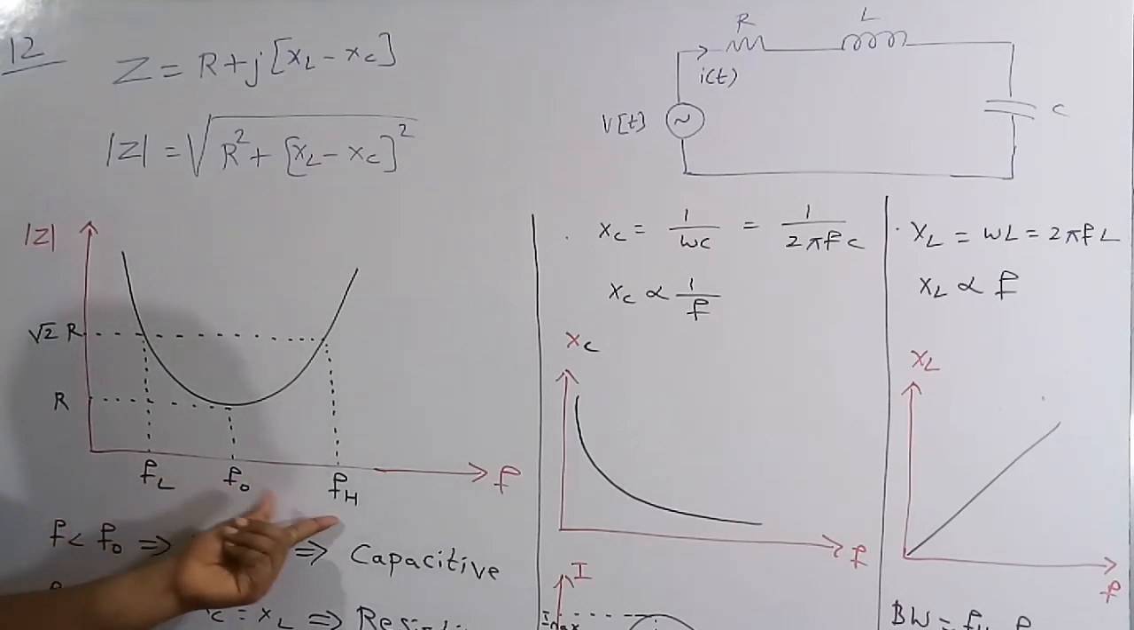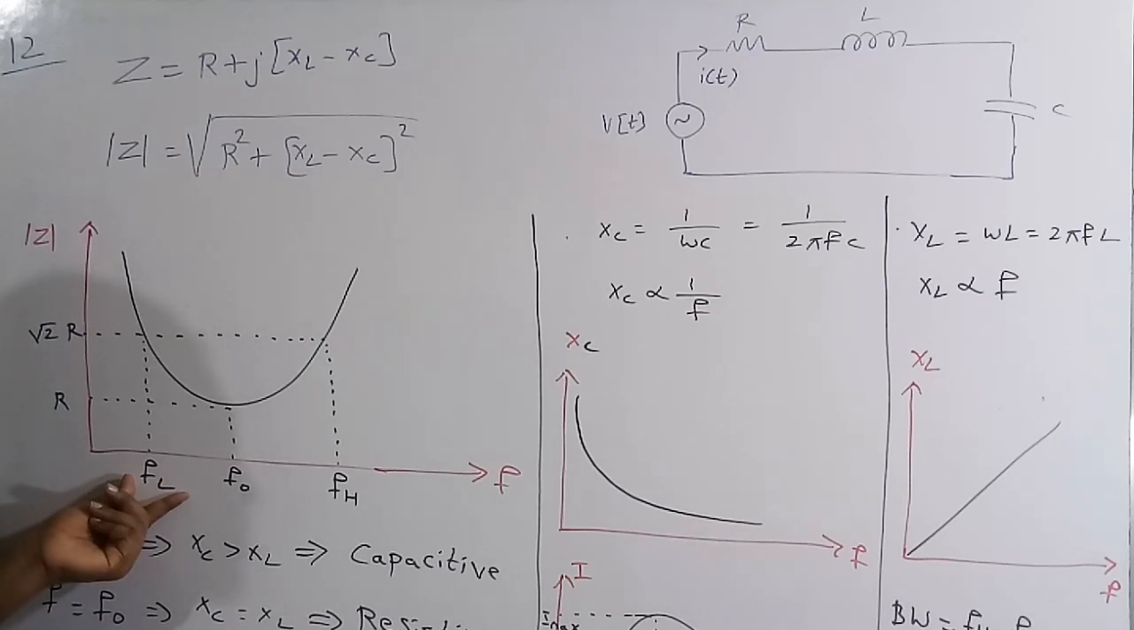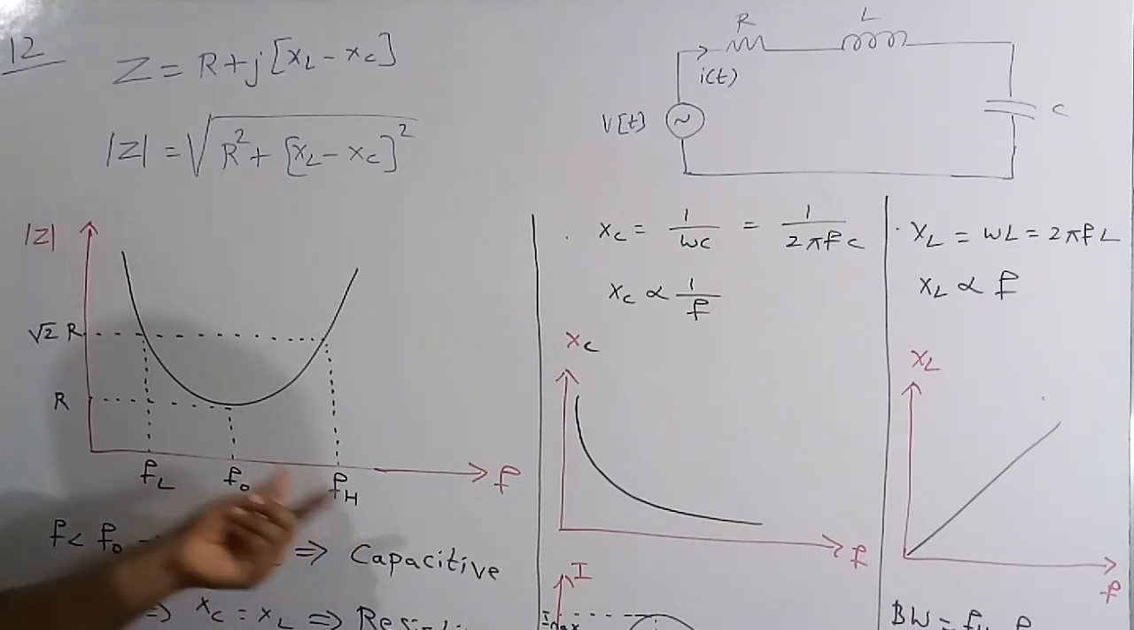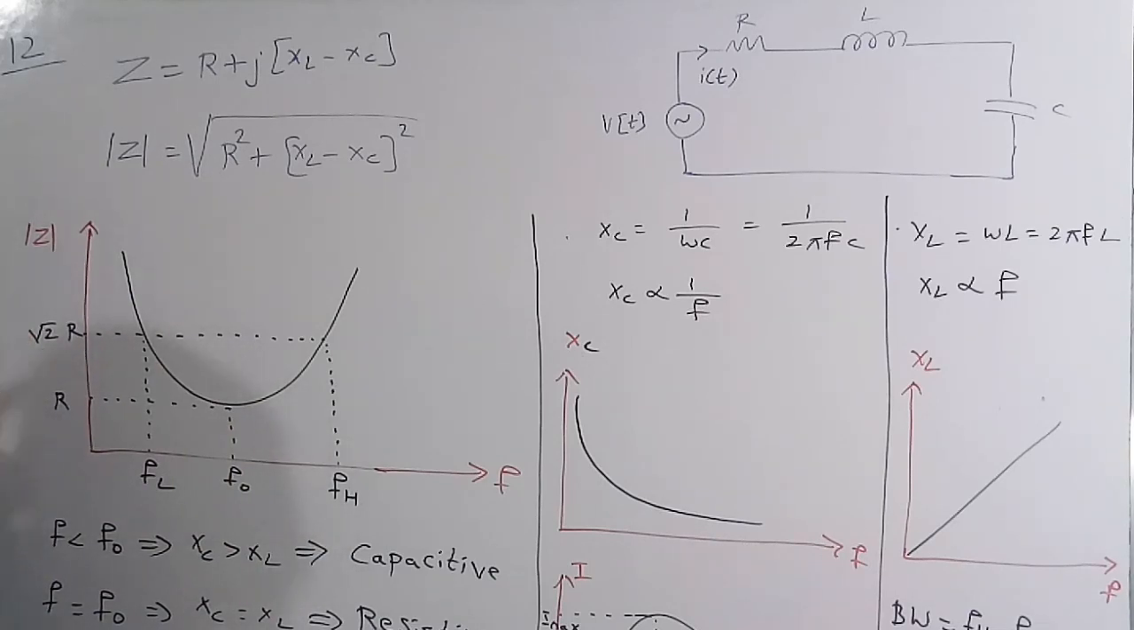FL is called the low half power frequency, and FH is the high half power frequency. Here this is root 2 R. At these frequencies we are going to get the net impedance of the circuit, which is root 2 into R.